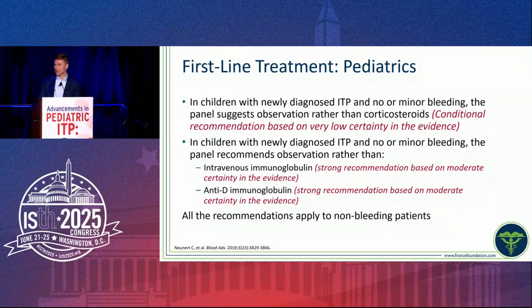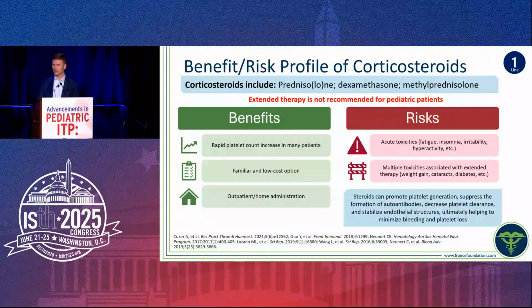Let's talk about these first-line treatment options, including observation, corticosteroids, and IVIG. The ASH 2019 guidelines on ITP have discussed that in children with newly diagnosed ITP and no or minor bleeding, the recommendation is observation over corticosteroids and observation over immunoglobulin and anti-D therapy. So in summary, not to treat. In the event that you do need to treat, let's talk about some of the options.